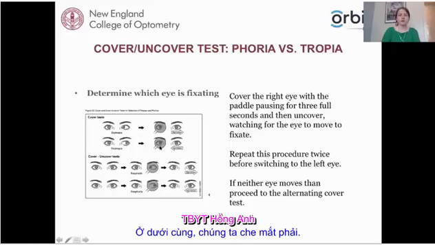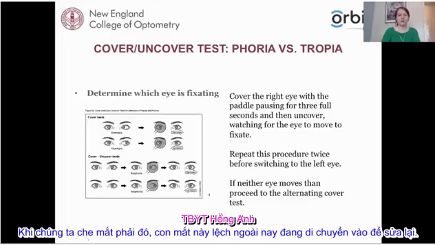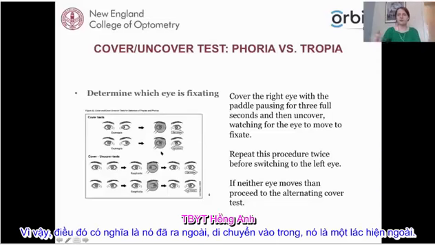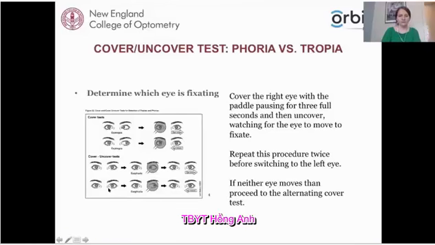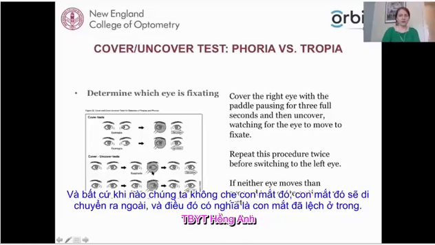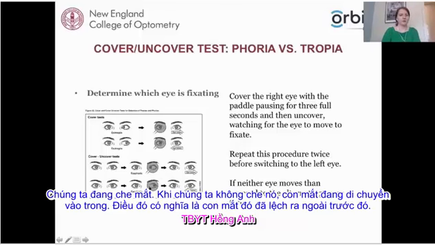Here at the bottom, we're covering the right eye. When we cover that right eye, this eye that was out previously is now moving in to fixate. So that means it was out, moving in to fixate. That was an exotropia. Here at the bottom, we have a patient that looks a little bit more ortho to start with. We're covering the left eye here, and whenever we uncover that eye, the eye moves out. And so that means the eye was in. And here on the bottom is just the reverse. We're covering the eye. When we uncover it, the eye is moving in. That means the eye was out previously.